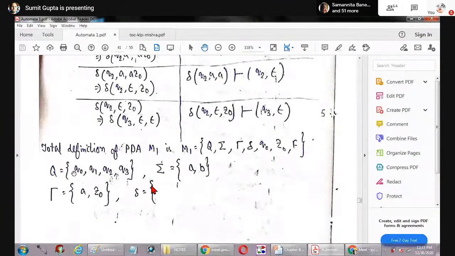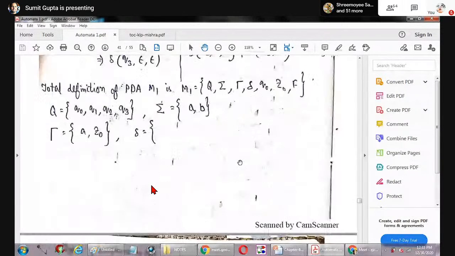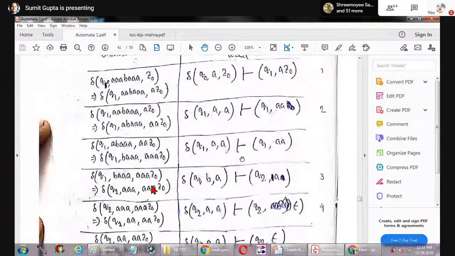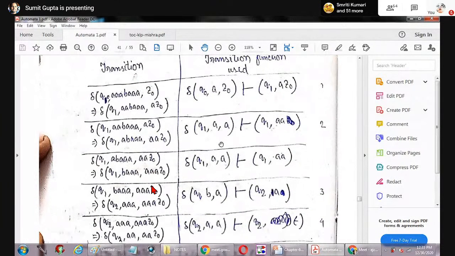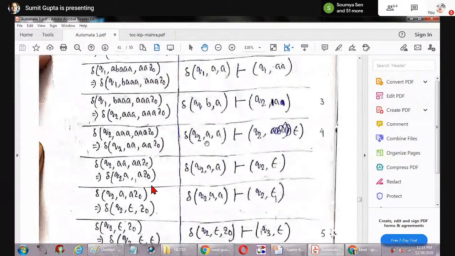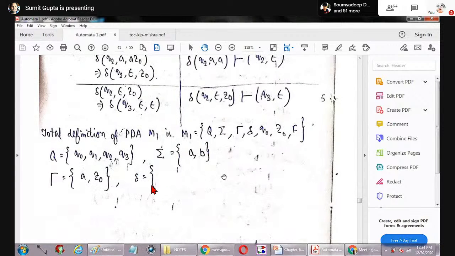Q is Q0, 1, 2, 3, sigma is A, B, gamma is A, Z0, the symbols that were included in the push down store, and delta is given by these 5, similar to the previous one. So we see Q1 A0 transition 1, Q1 AA transition 2, Q1 BA transition 3, Q2 AA transition 4, and Q2 epsilon Z0 transition 5. So there are 5 transition functions. Is it clear? Yes, sir.